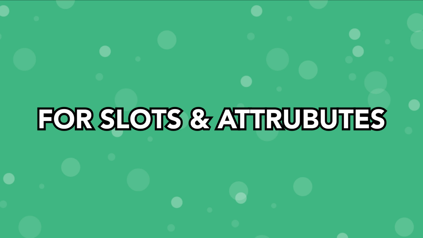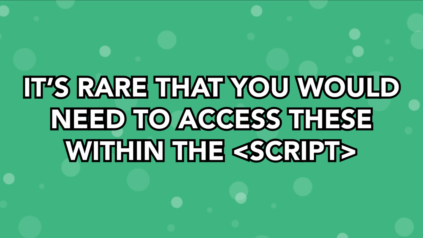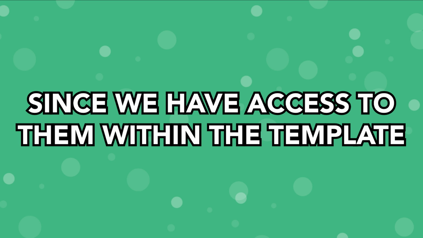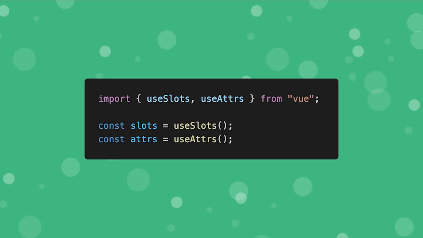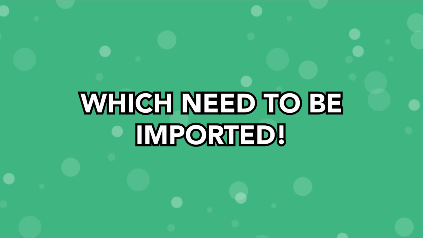For slots and attributes, it's rare that you'll need to access these within the script tag, since we already have access to them within the template via $slots and $attrs. But if you do need to access them within the script tag, then we have these helper functions called useSlots and useAttrs, which, unlike our compiler macros of defineProps and defineEmits, you will need to import if you want to use them.